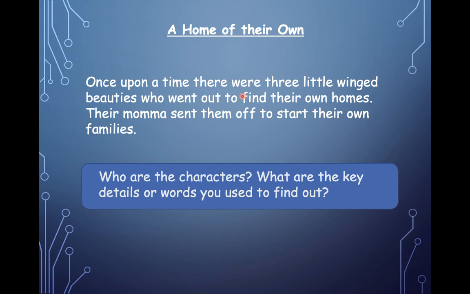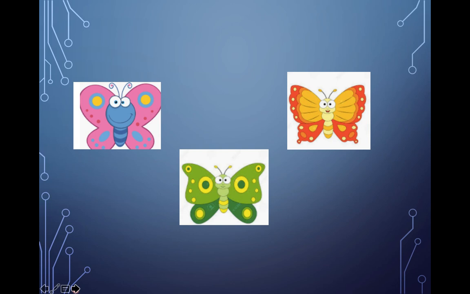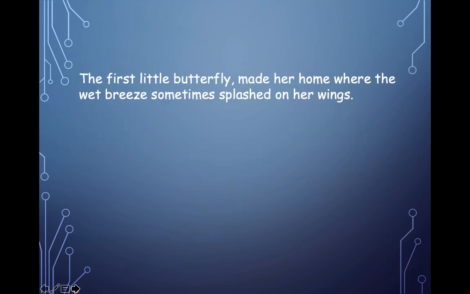Who are the characters? Well, once upon a time there were 3 little winged beauties. 3 little winged beauties. We know what that is. Winged beauties has to be butterflies. So who are the characters? We're right. And it said 3. So yeah, there were 3 of those winged beauties or butterflies. Let's read more of the story.